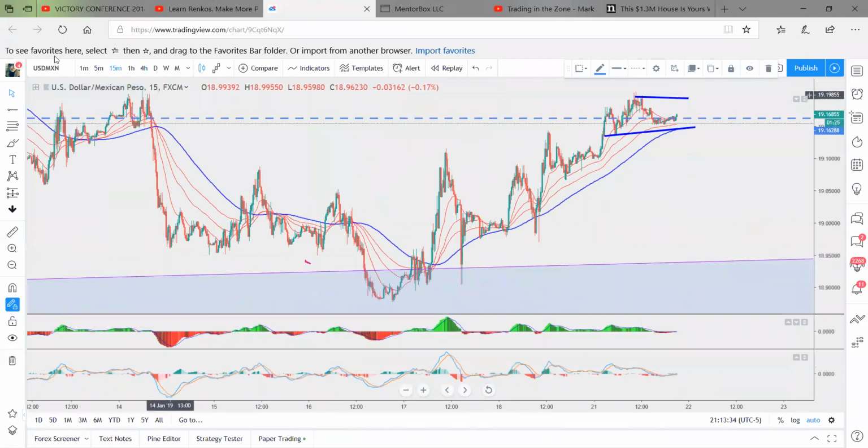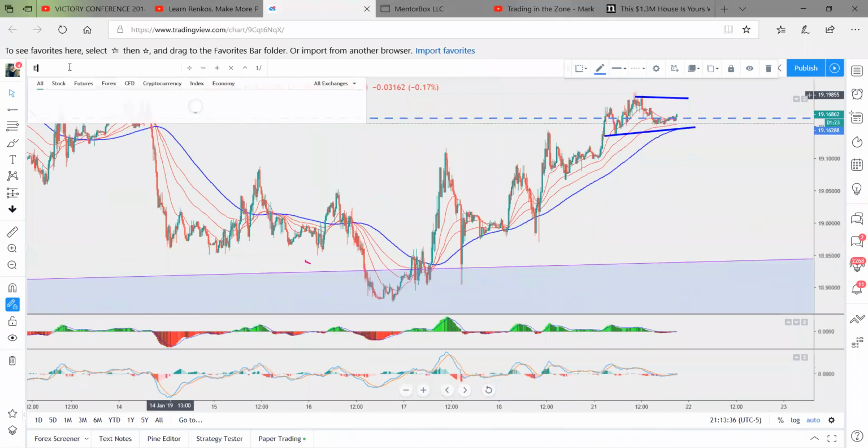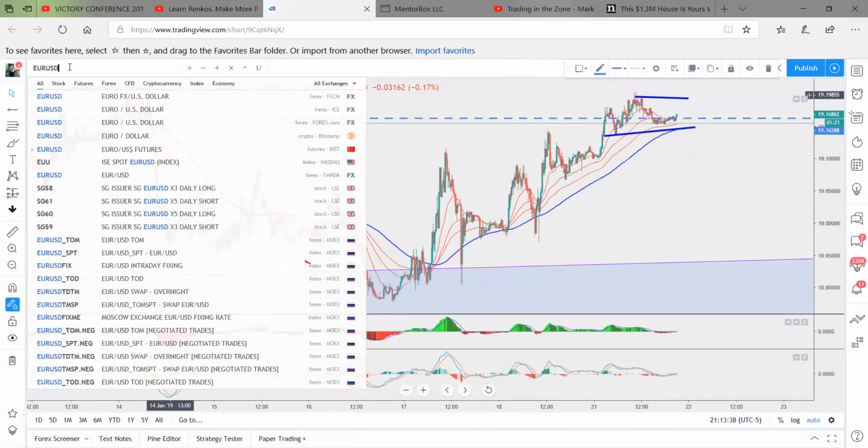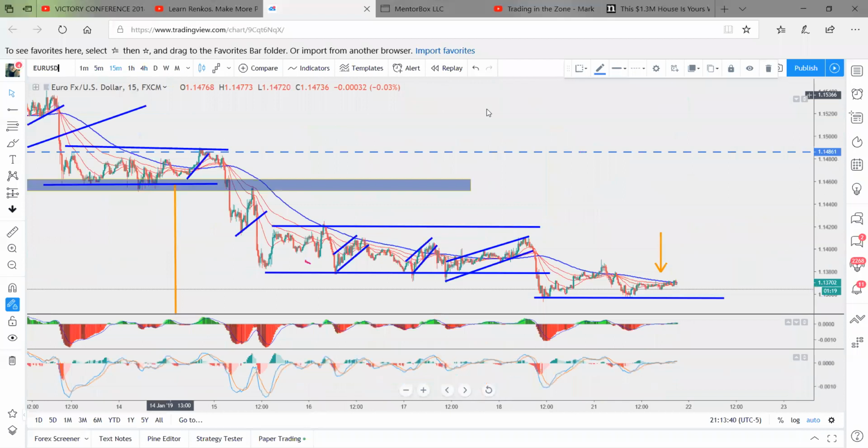Your USD is getting to the bottom of a zone, and we should see a reversal to the upside maybe Wednesday when they come out with the ECB report. I can already tell you what it's going to do.